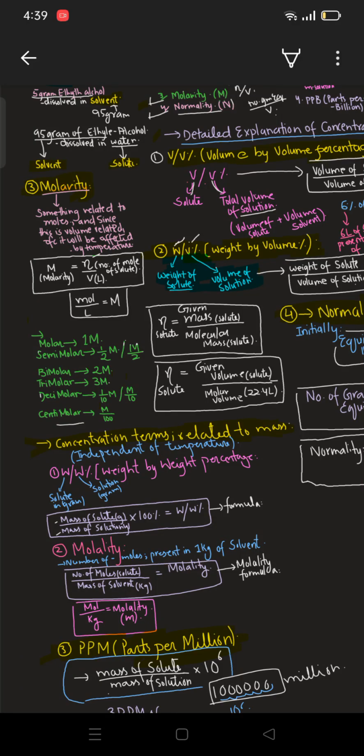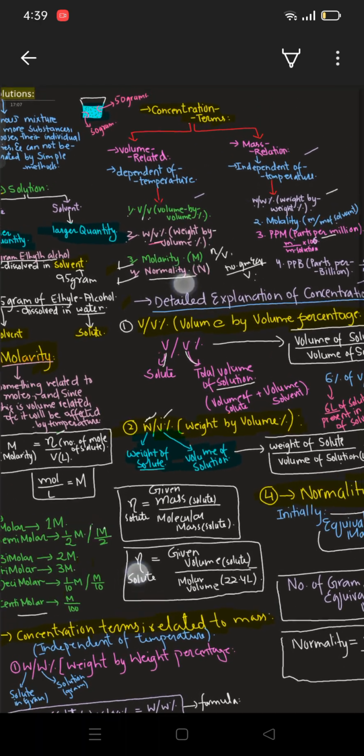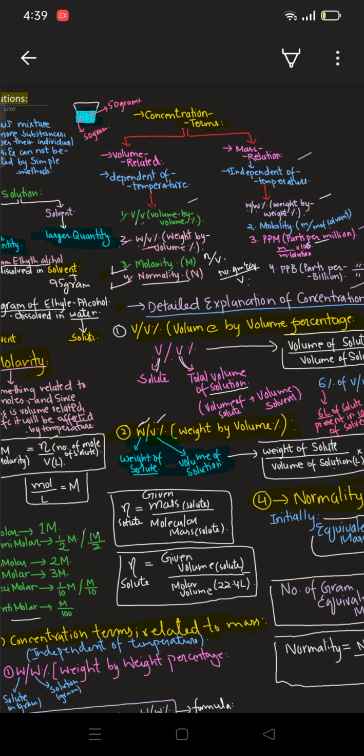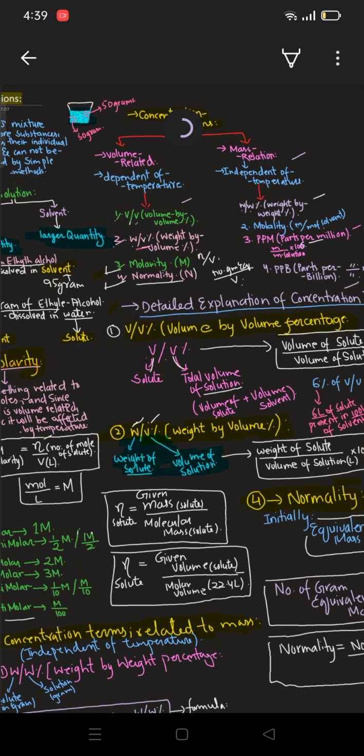Okay, so as in the last video, we completed discussing all the concentration terms, right? We initially discussed the concentration terms related to volume, and then the ones related to mass. The concentration terms related to volume were volume by volume percentage, weight by volume percentage, molarity, and normality. On the other hand, the concentration terms related to mass were weight by weight percentage, molality, ppm, and ppb, parts per million and parts per billion. We discussed all of these in great detail.